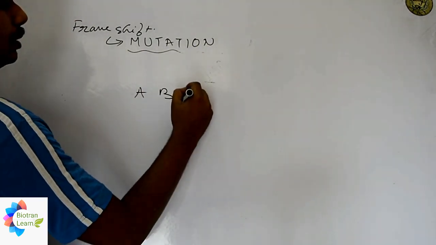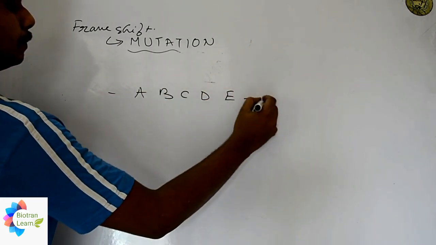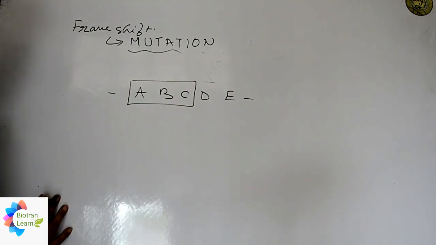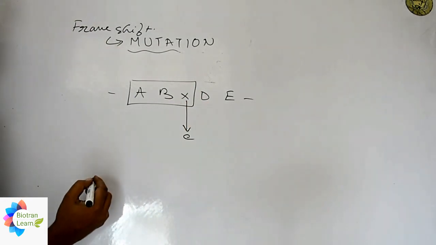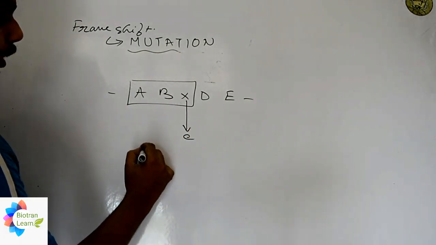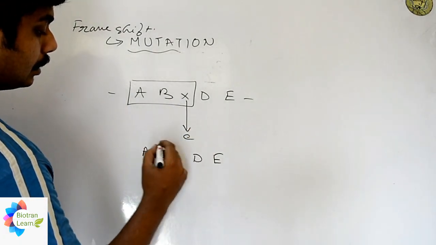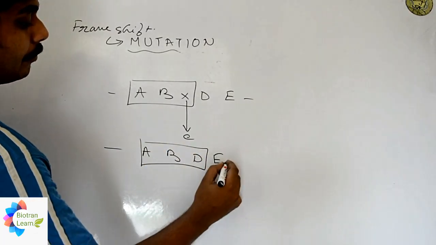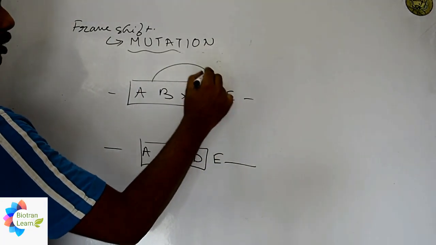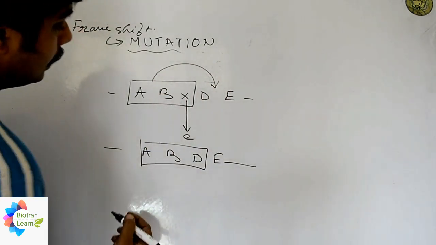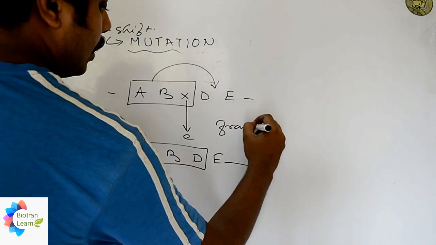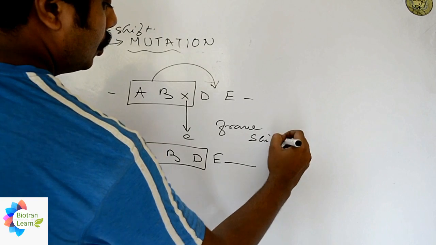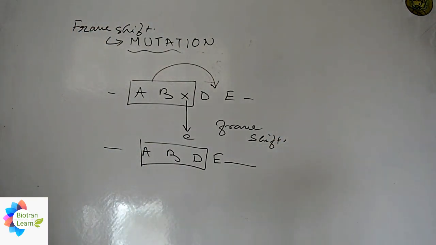Suppose A, B, C, D, E. This was the previous frame. Due to deletion of C, we will get A, B, D, E. Hence, the overall frame shifted from this position to the next one. This includes deletion, and this is known as a frame shift mutation. Now let's see what happens in case of insertion.